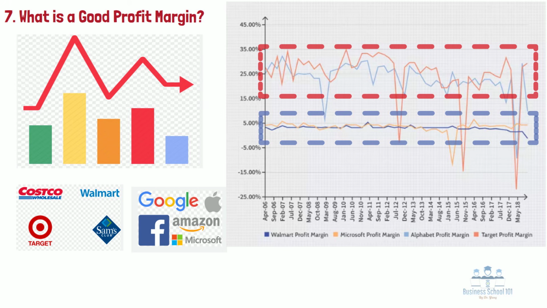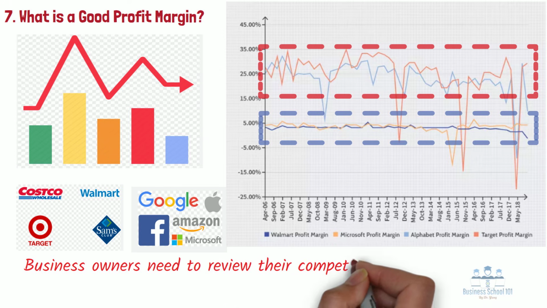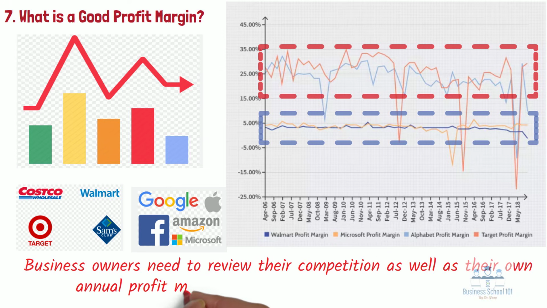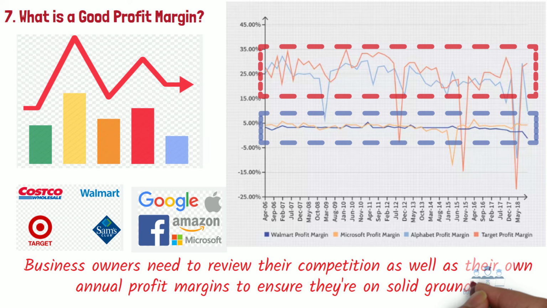However, it does not mean Walmart and Target did not generate profits or were less successful businesses compared to Microsoft and Alphabet. To sum up, regardless of what industry the company competes in, business owners need to review their competition, as well as their own annual profit margins, to ensure they're on solid ground.